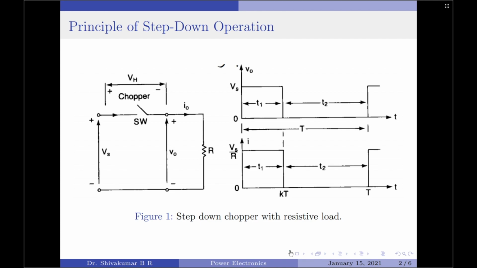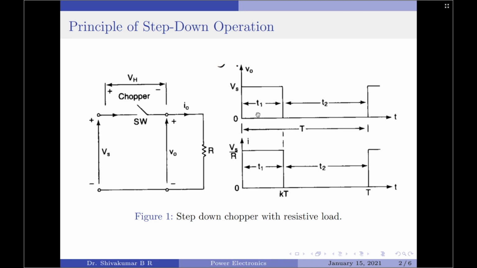As you can see, Figure 1a shown here is a simple series loop including the DC supply, load and the chopper switch. When the switch SW is closed for a time T1, the load gets connected to the input DC supply. Assuming the DC chopper switch is lossless, the output load voltage across the resistor will be equal to that of the input DC supply voltage.